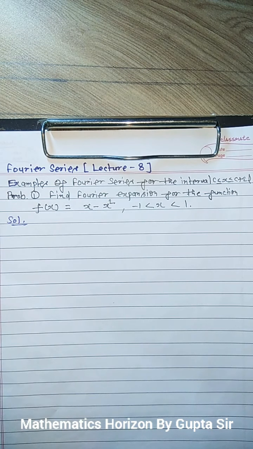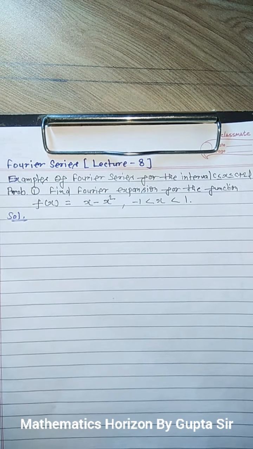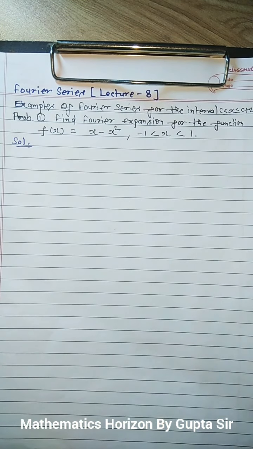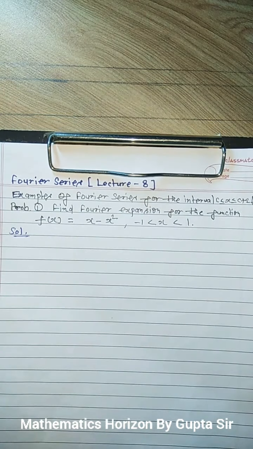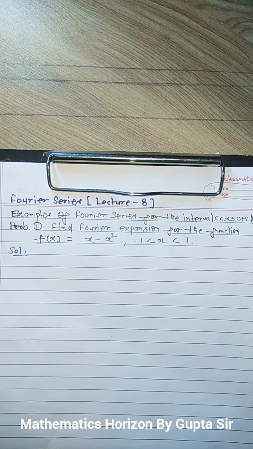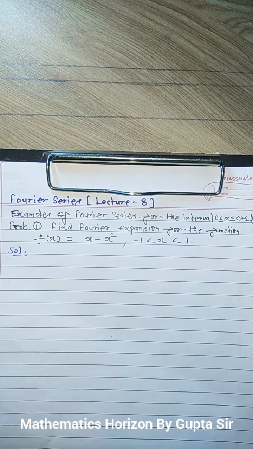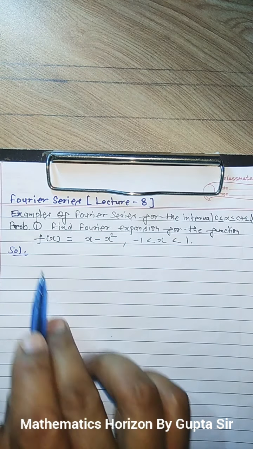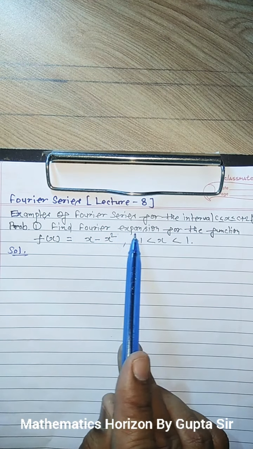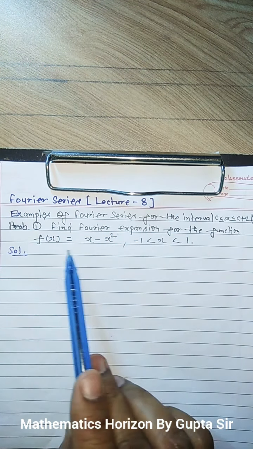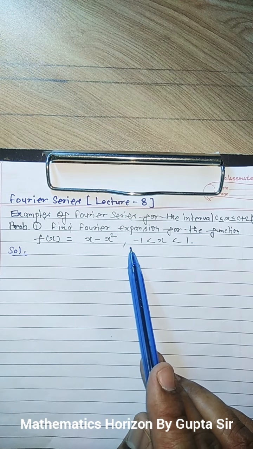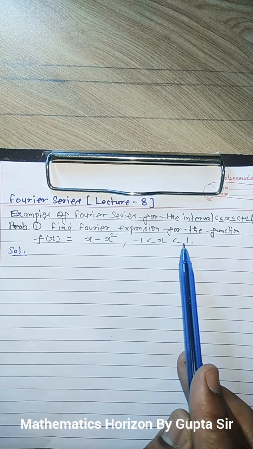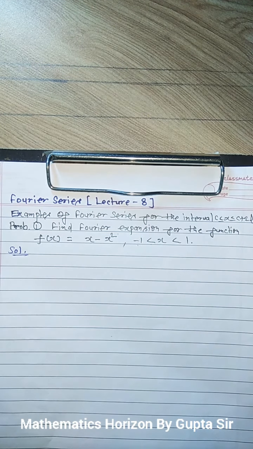Dear students, in this lecture we will discuss Fourier series for the interval c less than or equal to x less than or equal to c plus 2l. Examples of this interval. We have a problem. Find the Fourier series, Fourier expansion for the function f(x) = x minus x square in the interval minus 1 less than x less than plus 1.